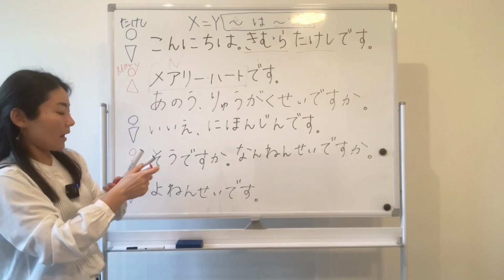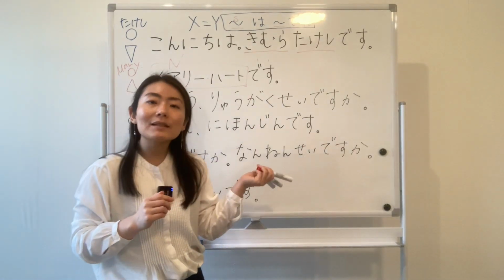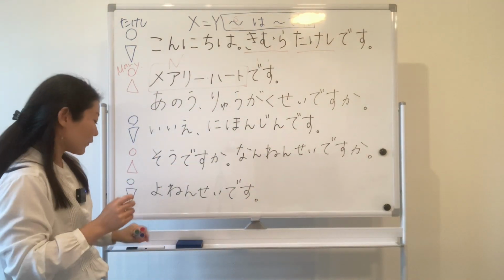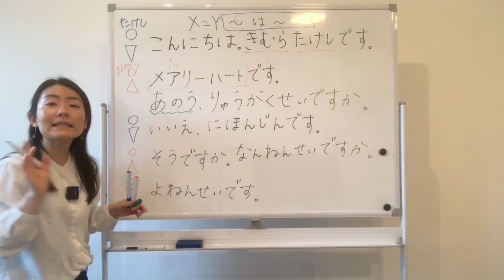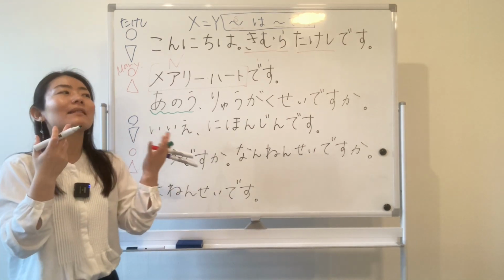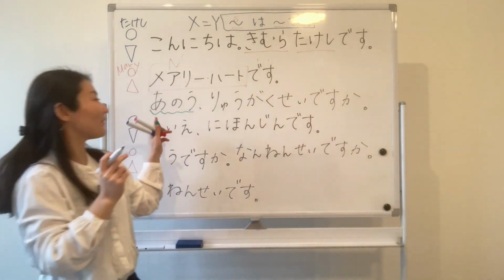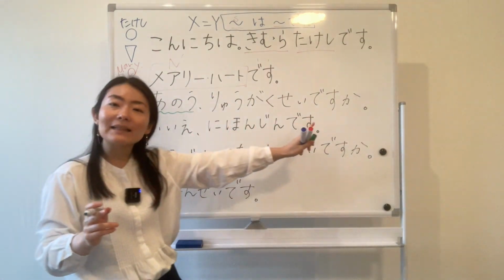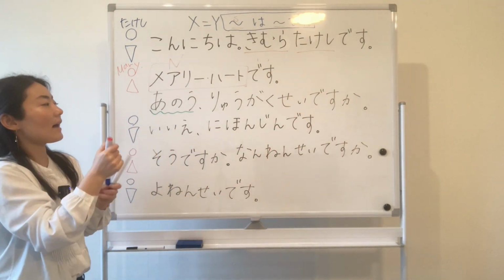So, Mearii-san said, 留学生ですか？ So, this is filler. This filler implies I have a question. So, I wanted to ask you, so this filler is something like this. 留学生ですか？ So, 留学生. This is a noun.